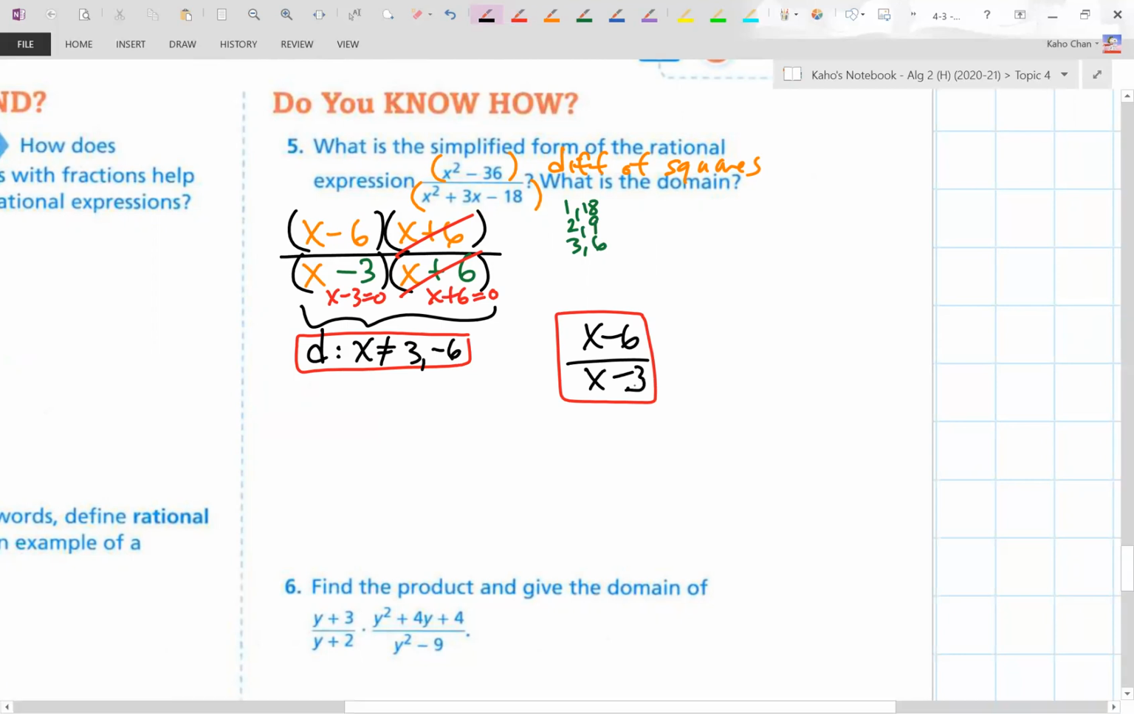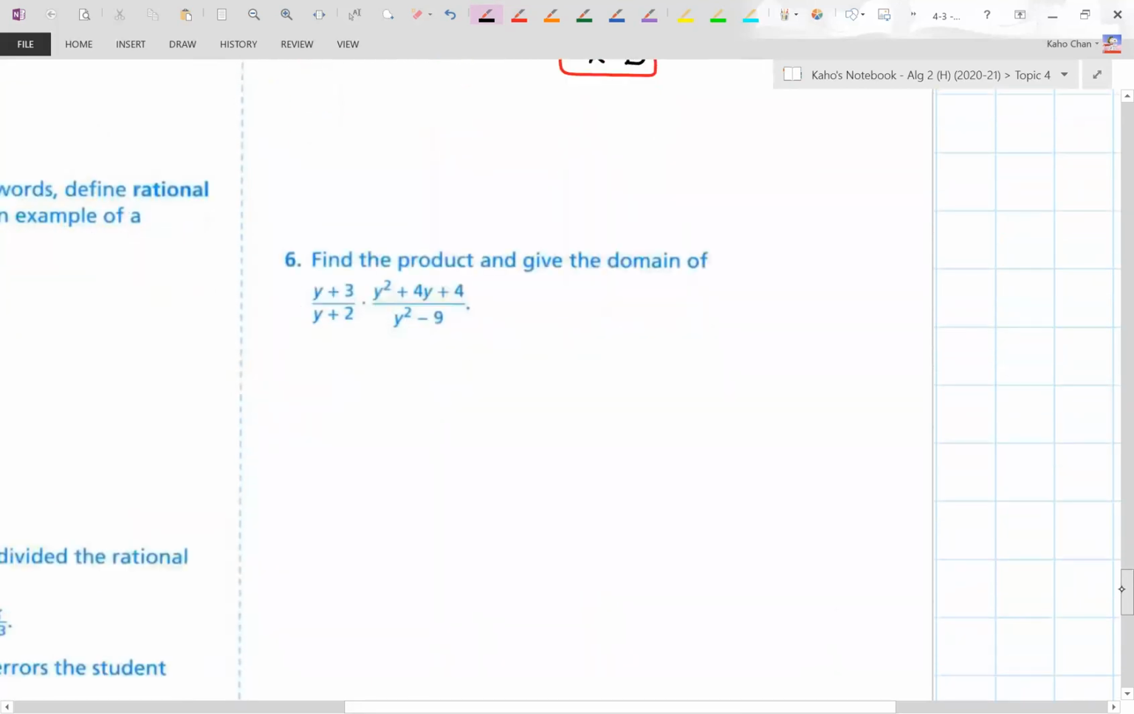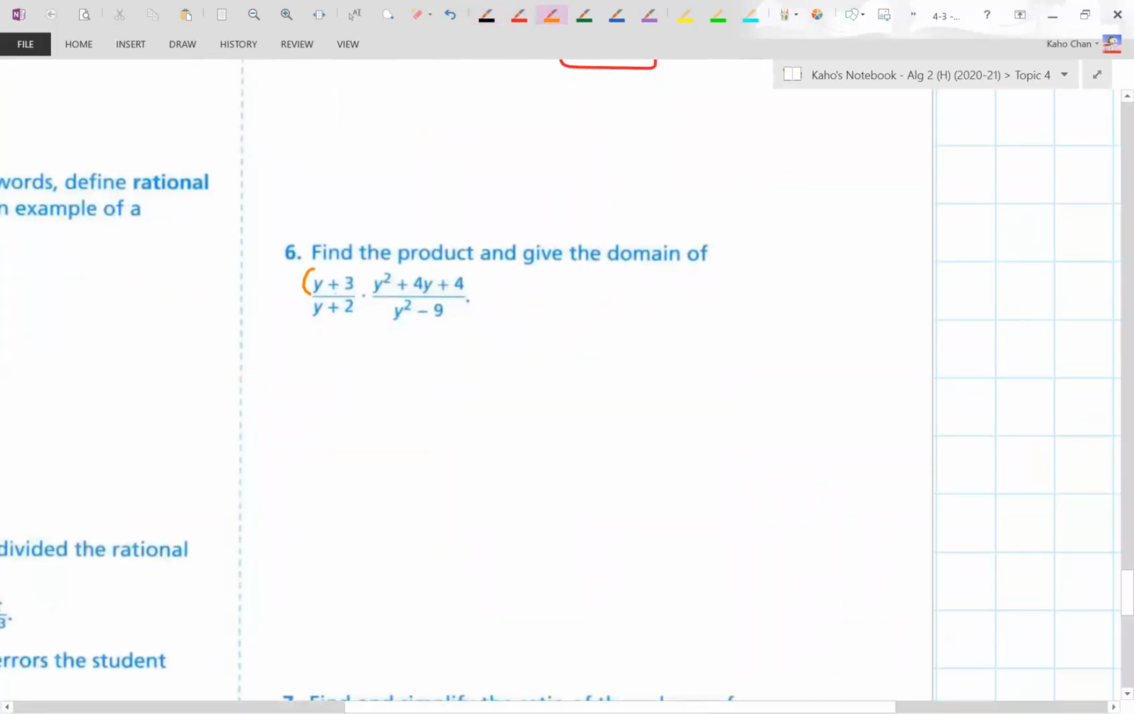All right. Whew. That went a little faster, didn't it? Number 6. Find the product. Again, parenthesize those polynomials. You might be tempted to cancel things. Let's crank through this thing. Y plus 3, nothing happens there. Y plus 2. The numerator, we have a standard quadratic, and the denominator, we have a difference of squares. That difference of squares, of course, is x minus 3, x plus 3.